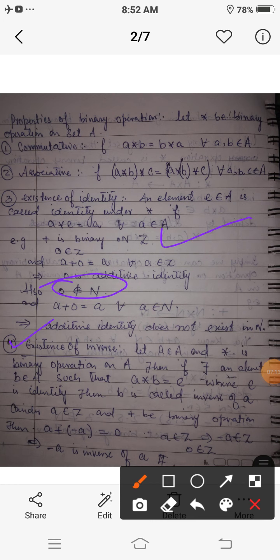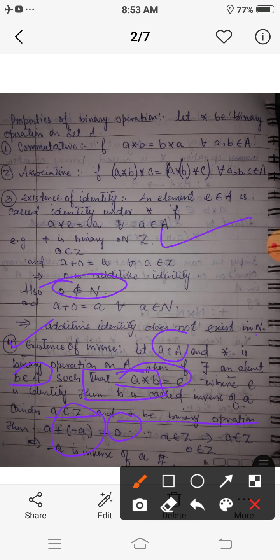Now the fourth property is the existence of inverse. If we consider a element of A, star is the binary operation on A, and there exists an element b in A such that a star b equals e, where e is the identity under this operation star, then b is called the inverse of a. Like if a belongs to the integers, then a plus (minus a) equals 0, because if a belongs to Z, minus a also belongs to Z, and their sum is 0. 0 is the additive identity, which implies that minus a is the additive inverse of a.